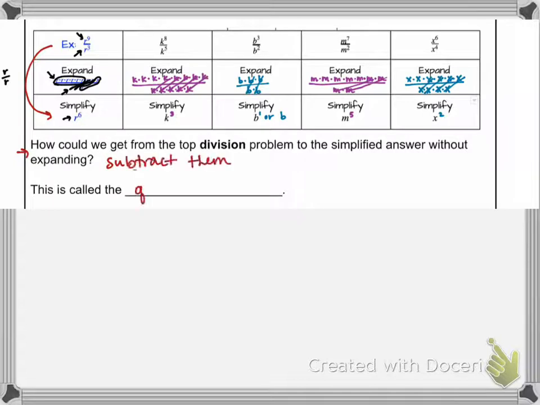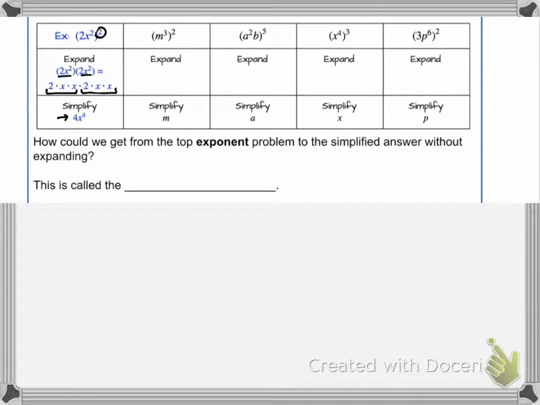So hopefully you realize that you wanted to subtract those. Again, the name of the rule comes from how the problem looks at the beginning. When I'm dividing two things, a fancy word for division is a quotient. And so we call this the quotient rule. The rule is to subtract your exponents when you are dividing.